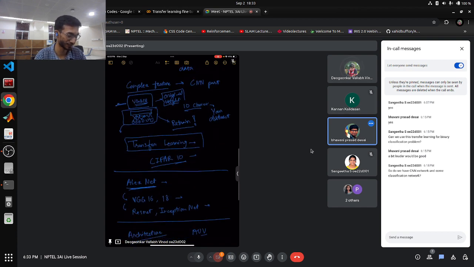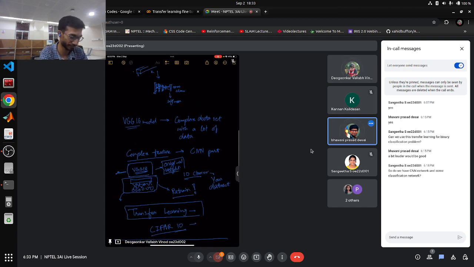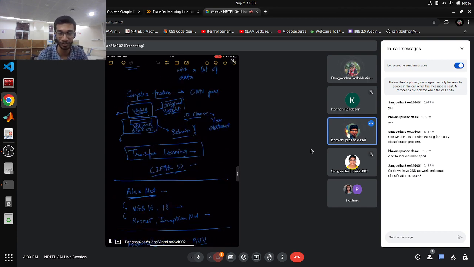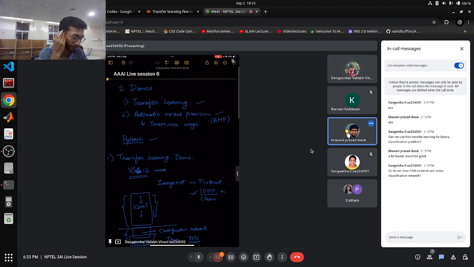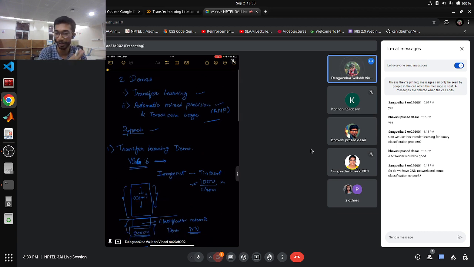Okay, sure. So that is the general idea of transfer learning that we will look at in today's session, and the next demo will show you how this automatic mixed precision tool can be used in PyTorch, and as it was mentioned two weeks back, during the PyTorch week.